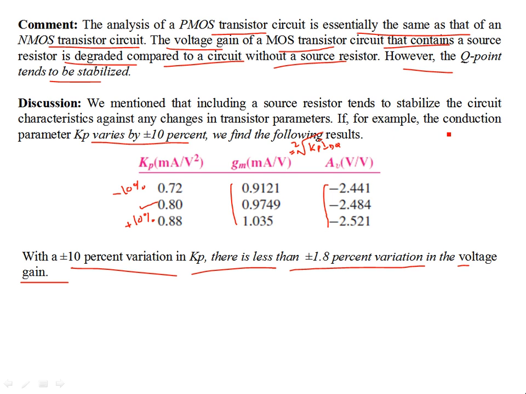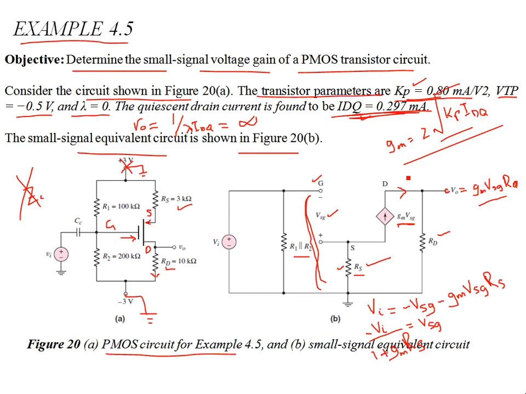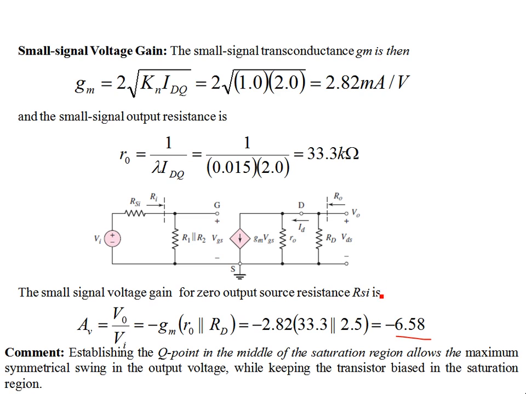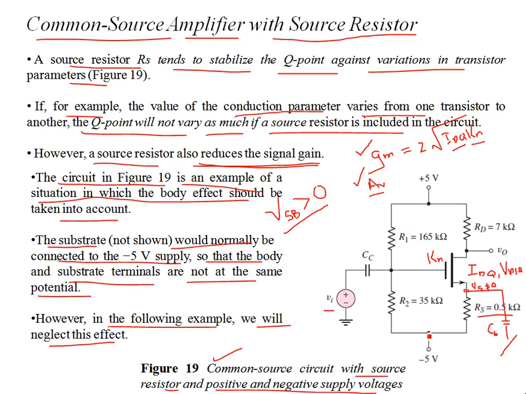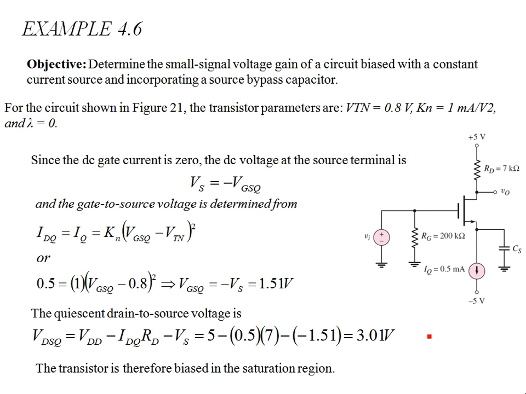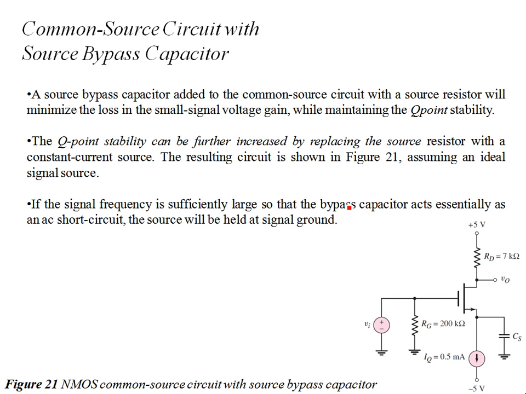All right, now how do we solve this problem? How do we make sure that we have a stable Q point, but still get a voltage gain at least as high as what we had previously obtained without the source resistor, at 6.58? How do we do that? Now there is another example in the course text, 4.6.